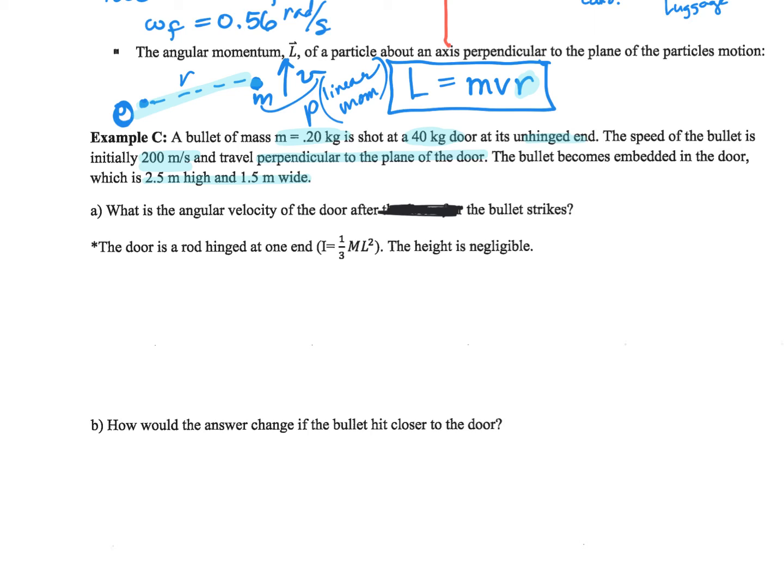So before the collision, what do we know? If we're looking at this from the top, we have a door, we have a hinge. This is before the collision, and we have some bullet going this way, towards the edge of the door. After the collision, what's happening with the door? It is swinging this way, with some sort of angular velocity.